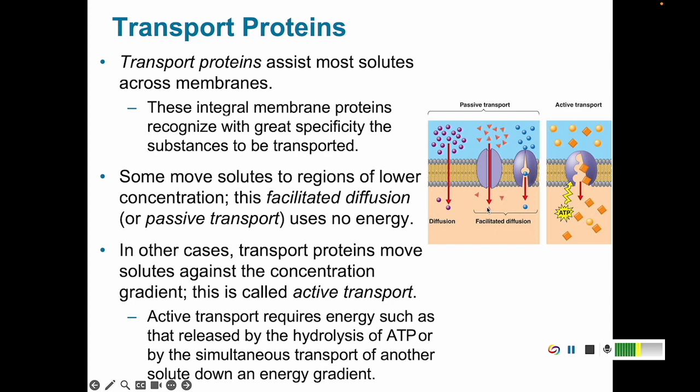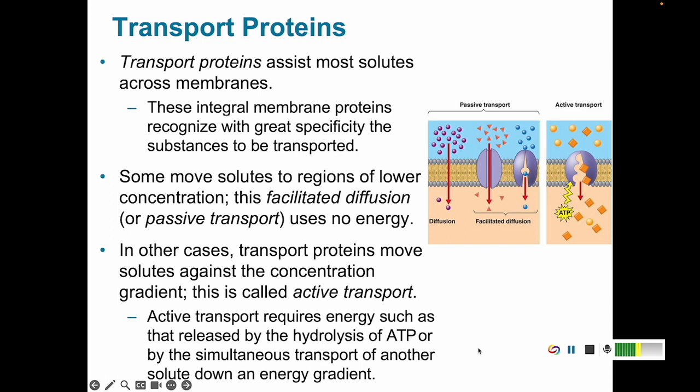That is what facilitated diffusion is. It's facilitated because it has to have some protein facilitate it or help it. But it's still diffusion. It's still moving from where there's a lot to a little. It's still not using any energy. The cell is not using up any ATP.